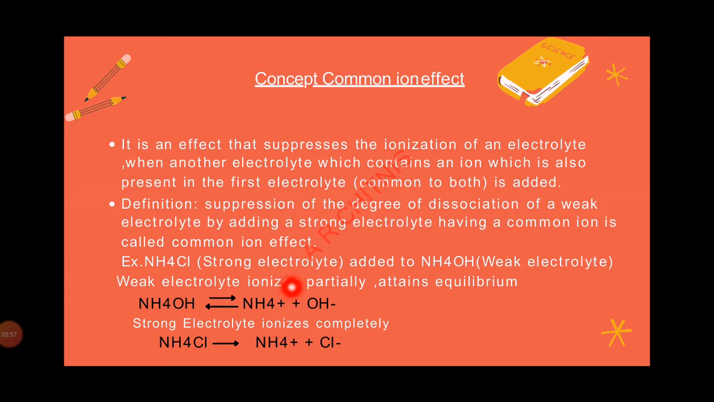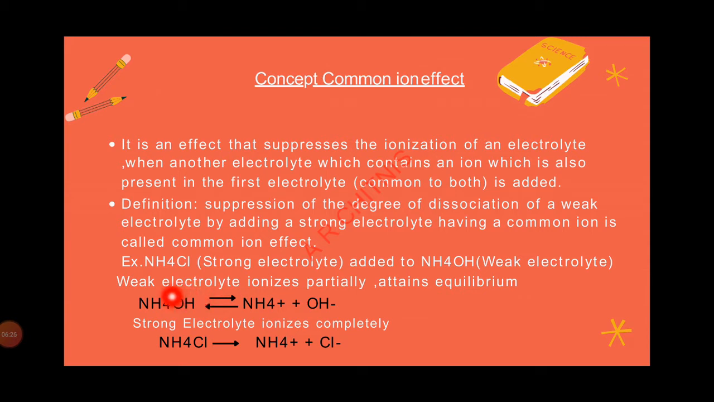It dissociates into NH4 plus and OH minus. A weak electrolyte ionizes partially. So NH4OH ionizes partially, attains equilibrium, giving NH4 plus and OH minus. A strong electrolyte ionizes completely. If you look at these two examples, which are the common ions here? NH4 plus is a common ion. So this is the common ion effect, which is going to suppress the degree of dissociation of the weak electrolyte.